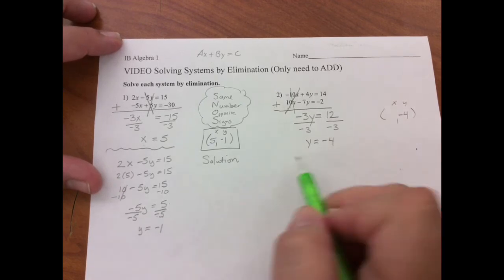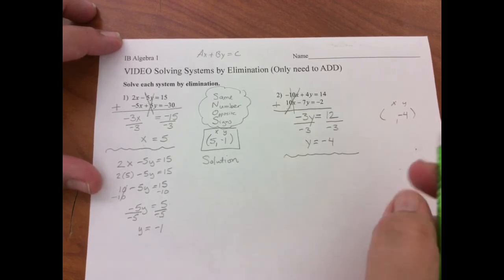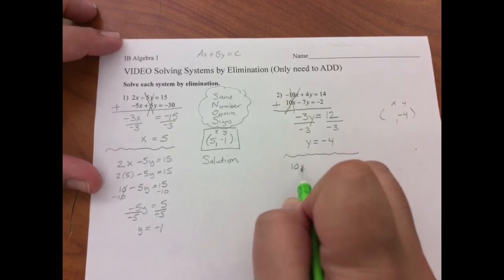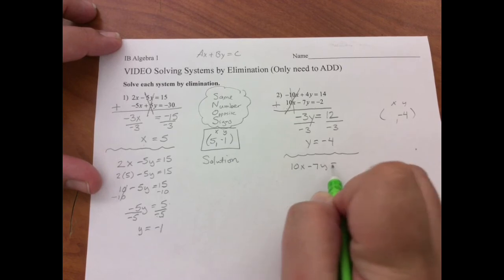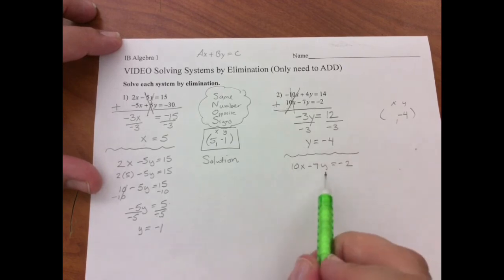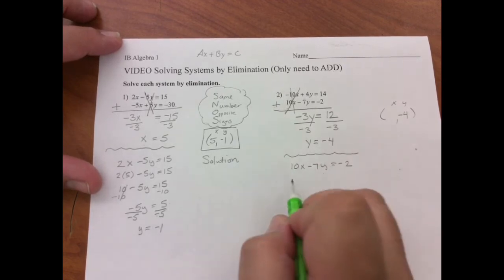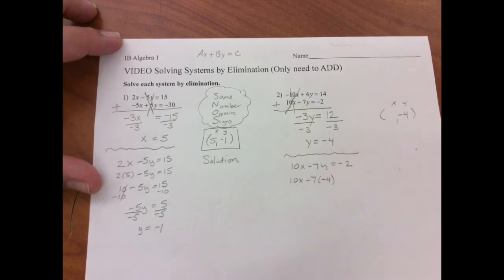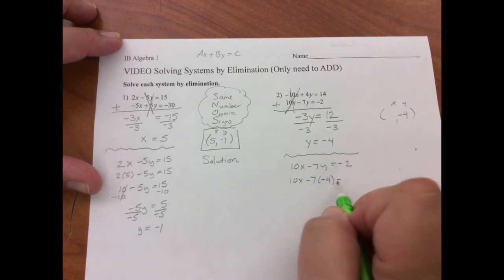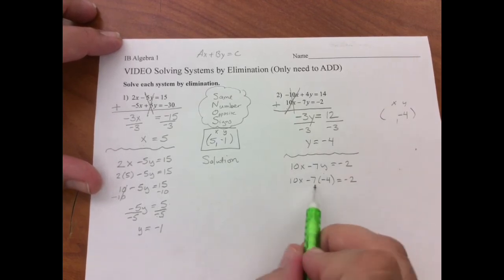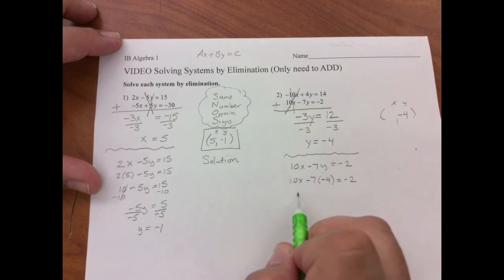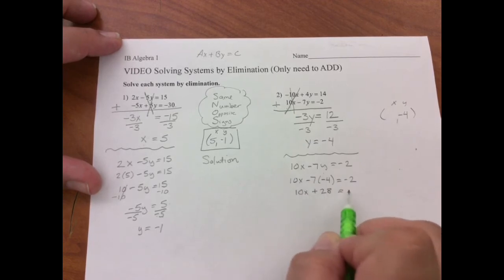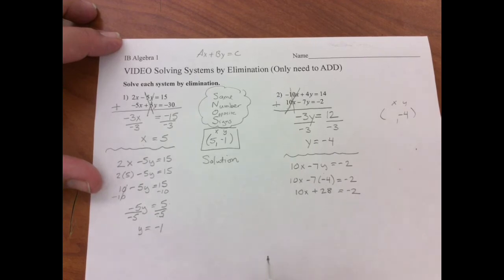I'm going to take this answer and substitute it into either of the equations. This time I can use the bottom one. 10x minus 7y equals negative 2. So I'm going to put that negative 4 in where this y is. I'm going to substitute it in with a parenthesis so that I don't forget to multiply, equals negative 2. Now I'm going to multiply negative 7 times negative 4. So I'm going to have 10x plus 28, because a negative times a negative is a positive, equals negative 2.